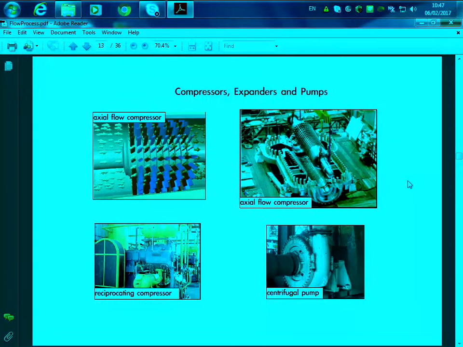So the application of what type of compressor you will use depends on which pressures you want to achieve in the fluid. So for instance, if you want to increase the pressure significantly, and as well as which temperatures you can allow the fluid to go through.